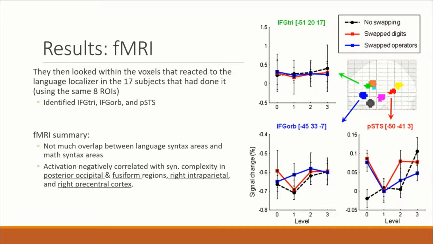In summary of the fMRI analyses, the researchers found that brain regions associated with mathematical syntactic complexity did not overlap with areas previously associated with language syntax. They do note that there were weak positive effects of math complexity in language-focused ROIs, but overall brain activation negatively correlated with syntactic complexity in posterior, occipital, and fusiform regions, as well as the right intraparietal and right precentral cortex.